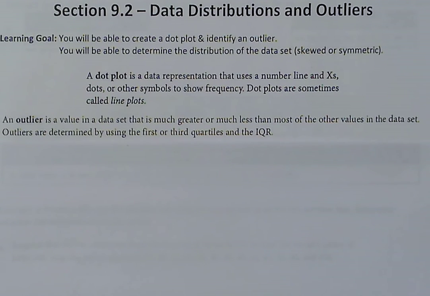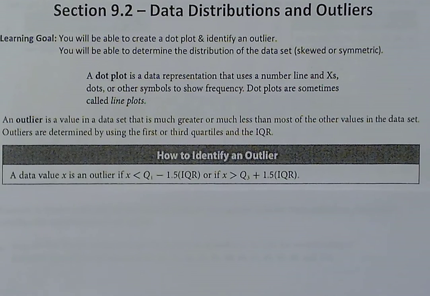Okay, if I have a whole bunch of numbers 1 through 10, and then all of a sudden I throw in a number that's 100, okay, 100 is way larger than numbers 1 through 10, so that would be considered an outlier. Now, there is a technical way to go through and calculate if something is an outlier or not, and that would be doing this.